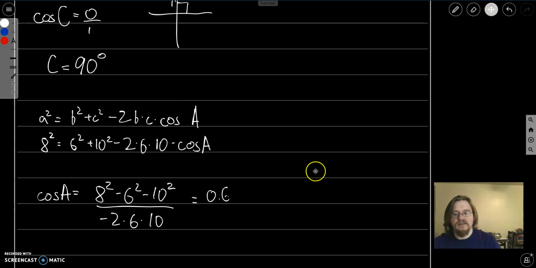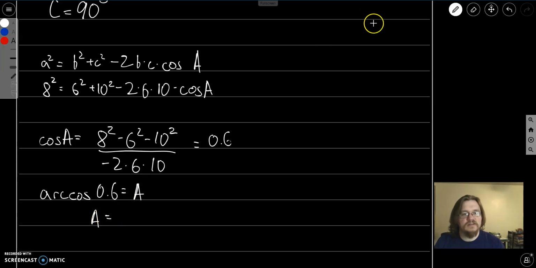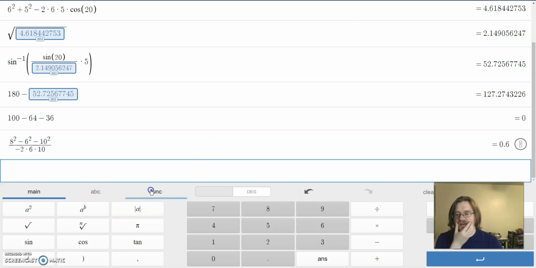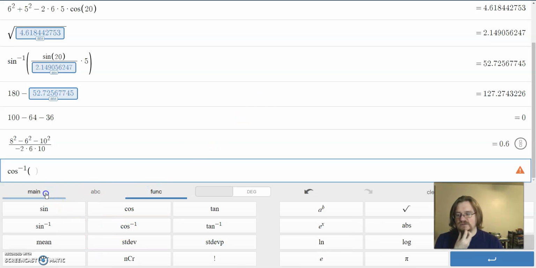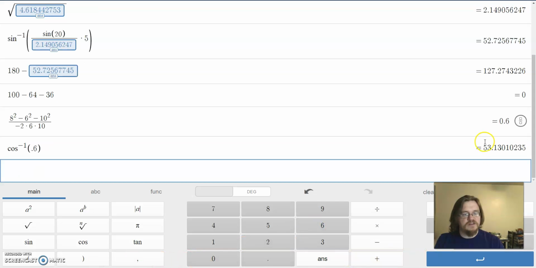0.6. And here, if I know that the cosine of A is 0.6, I'm going to say that the arc cosine of 0.6 should be equal to A. I always make this mistake. So when I plug this into my calculator, I have the inverse cosine of 0.6, and that's going to be equal to 53.13.